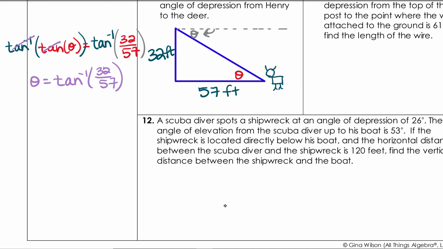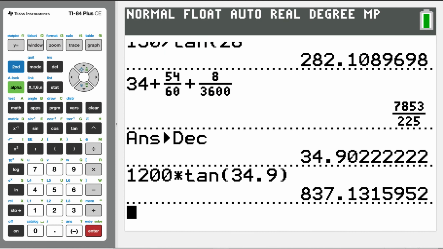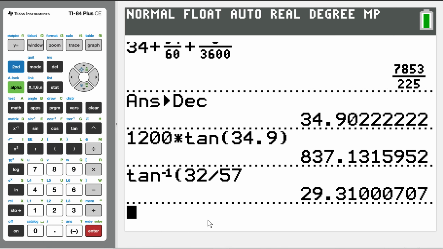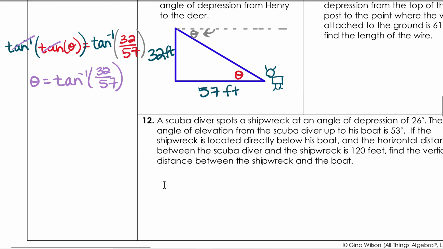So I'll go to my calculator, and I will say inverse tangent of 32 over 57, and that gives me 29.3. So this angle is 29.3 degrees.